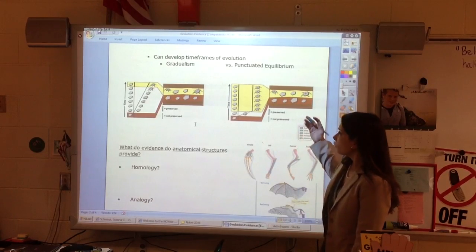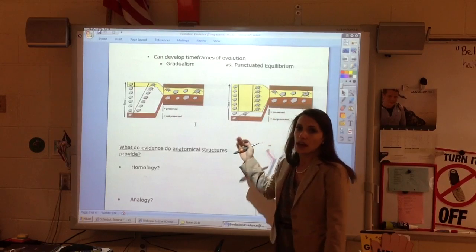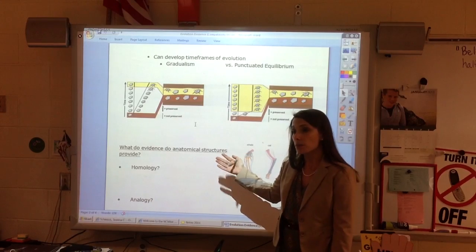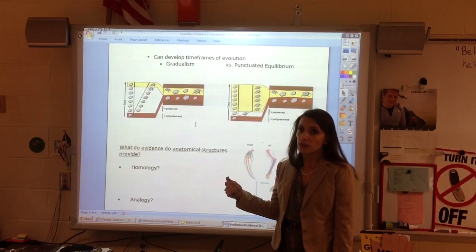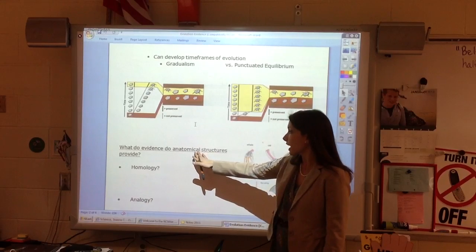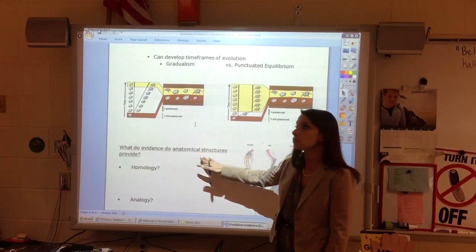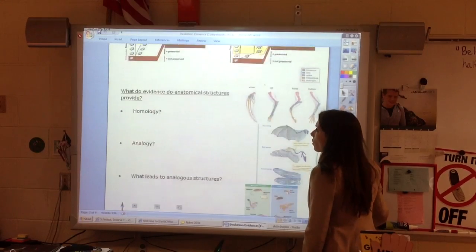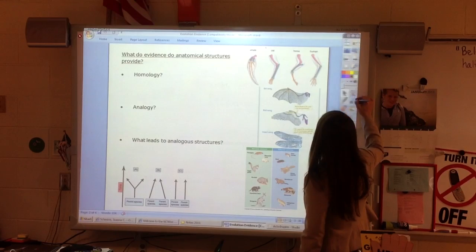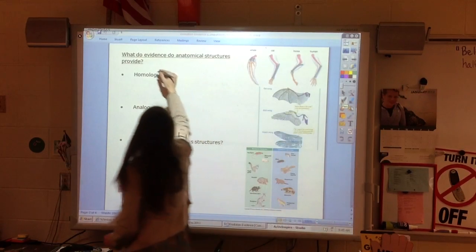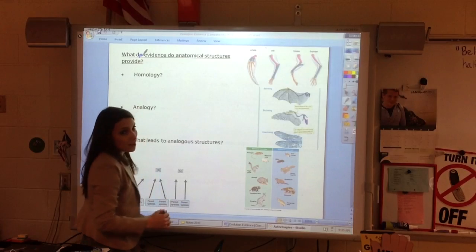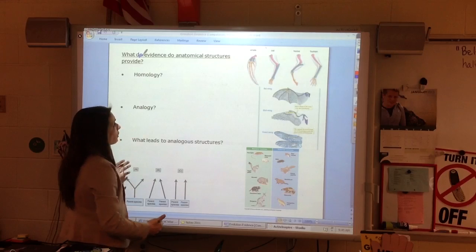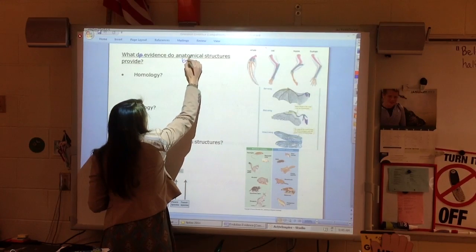And the interesting thing is that when we look at this trait, we're looking at a physical trait, and we're trying to understand where this physical trait came from. Historically, natural selection and evolution has focused on what we call anatomical structure, so physical traits. So we want to move now into talking about what evidence anatomical structures provide.